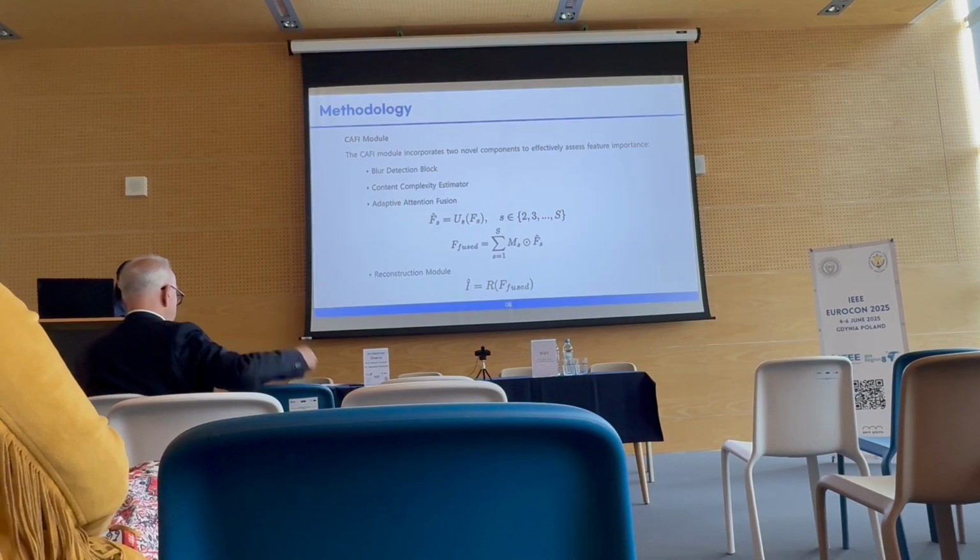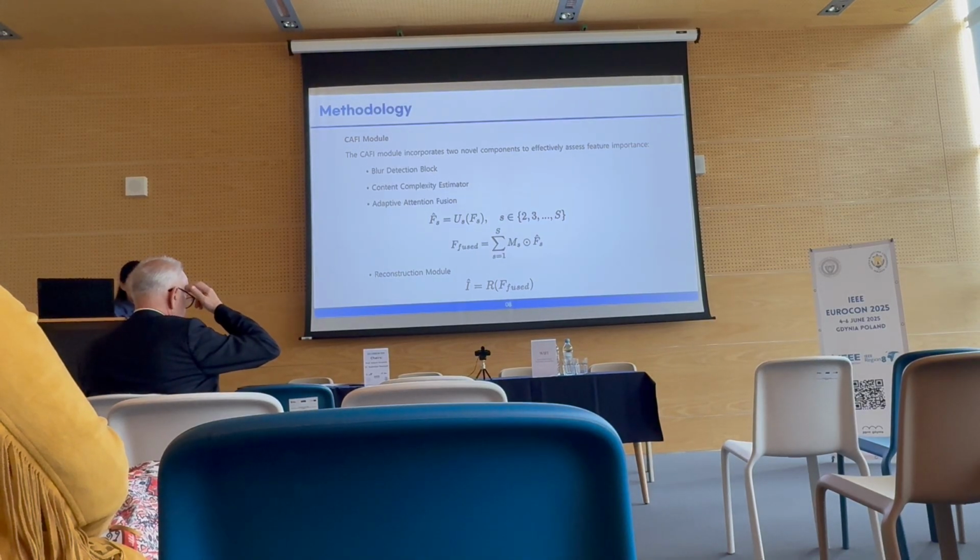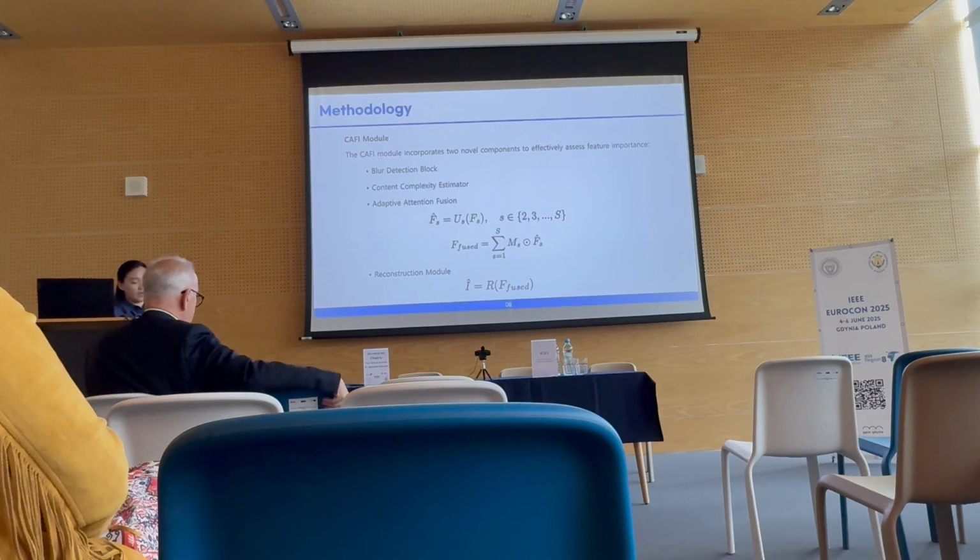The adaptive attention fusion model combines features from different scales based on their estimated importance. Features from lower scales are upsampled to match the highest resolution, then weighted by their importance maps and fused. This allows the network to emphasize features from the most relevant scales for each spatial location, leading to more effective deblurring. The fused features are processed by a reconstruction model to generate the final deblurred image.